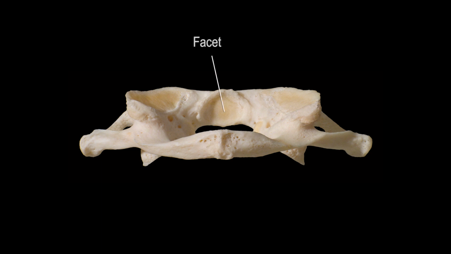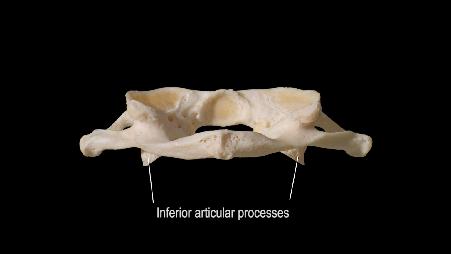We can also see a facet here on the anterior arch. This is the facet for the dens, also known as the odontoid process of the second cervical vertebra, C2, which is located directly inferior to the atlas. That is one of the three atlanto-axial joints between C1, the atlas, and C2, the axis.